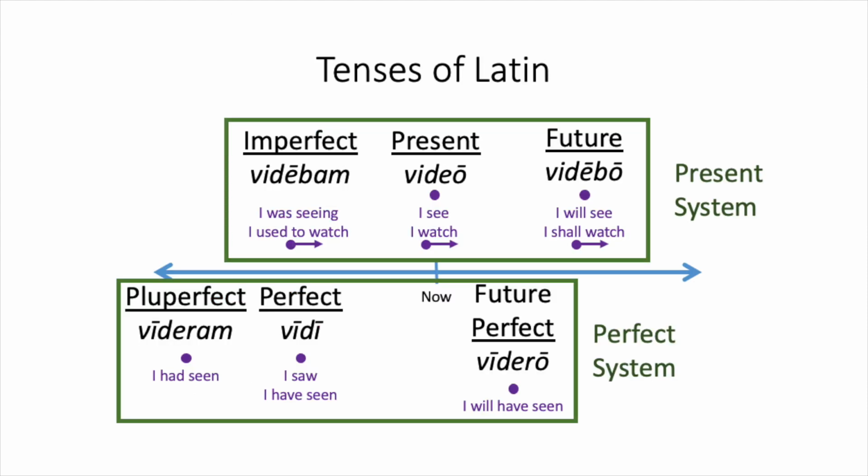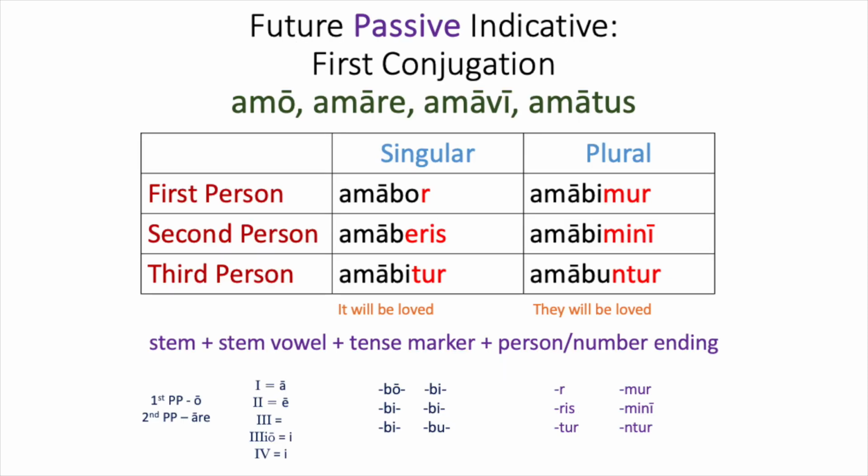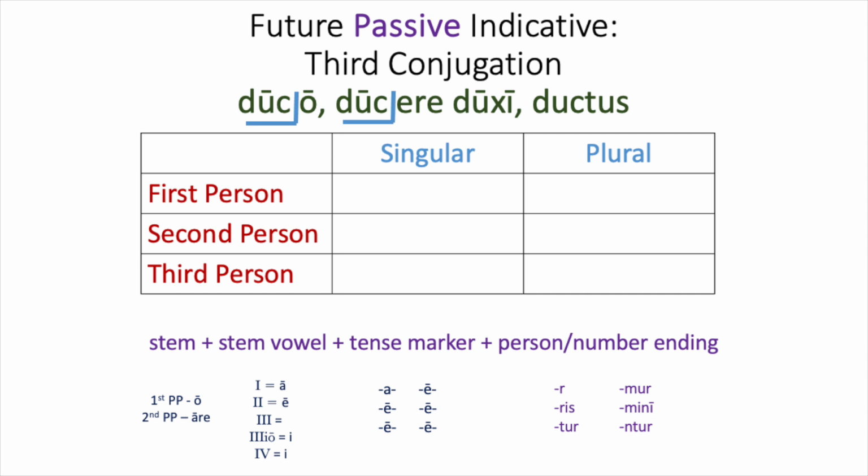Now let's look at our future. So the thing that will happen in, well, the future: "I will see" or "I will watch." Remember, for first and second conjugation, you use -bor, -beris, -bitur, -bimur, -bimini, -buntur. For third, third-io, and fourth, it is an A or a long E for your future tense marker. So after that stem, DUC, for first person singular, it's an A, and then long E.